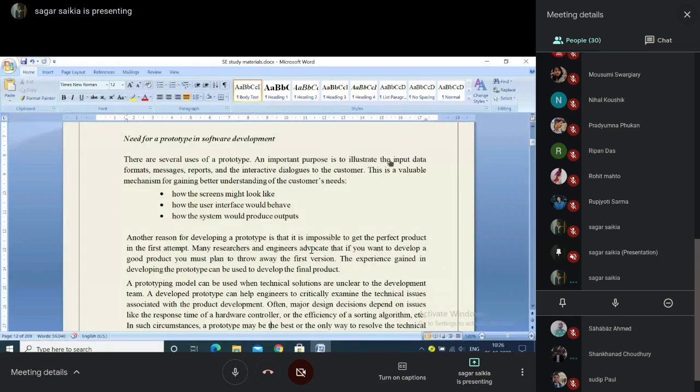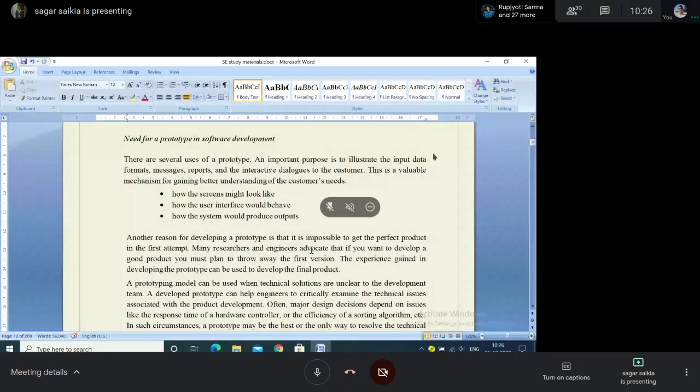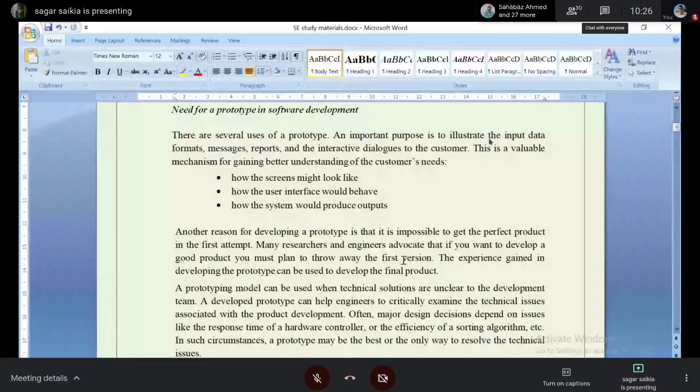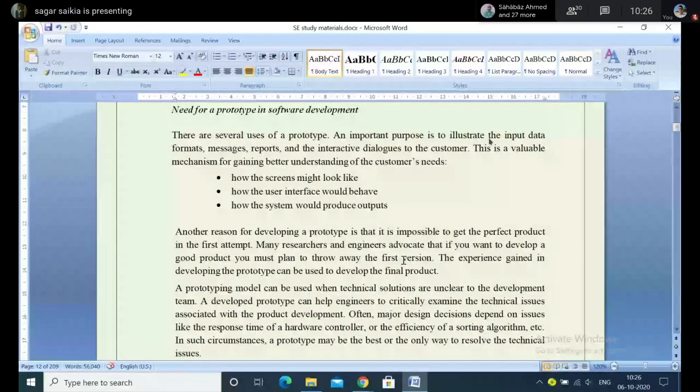So the main reason for going for the prototype is that building a very large system in one go is very difficult. If we have a model for reference, it becomes much easier to know what we basically want: how the interfaces would look, how the system would produce outputs, what kind of input is suggested, and what the system would take. All these considerations become much easier with prototype modeling.